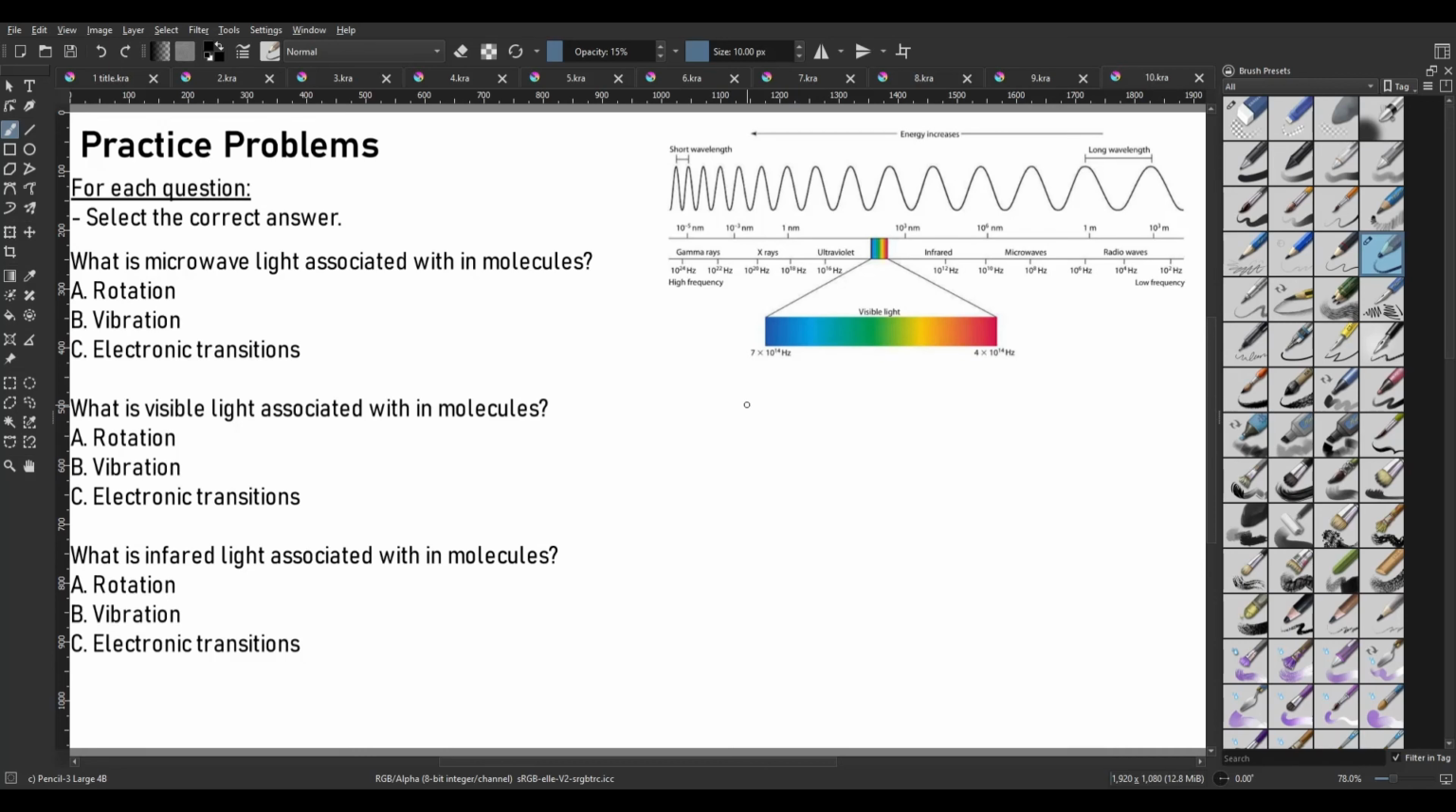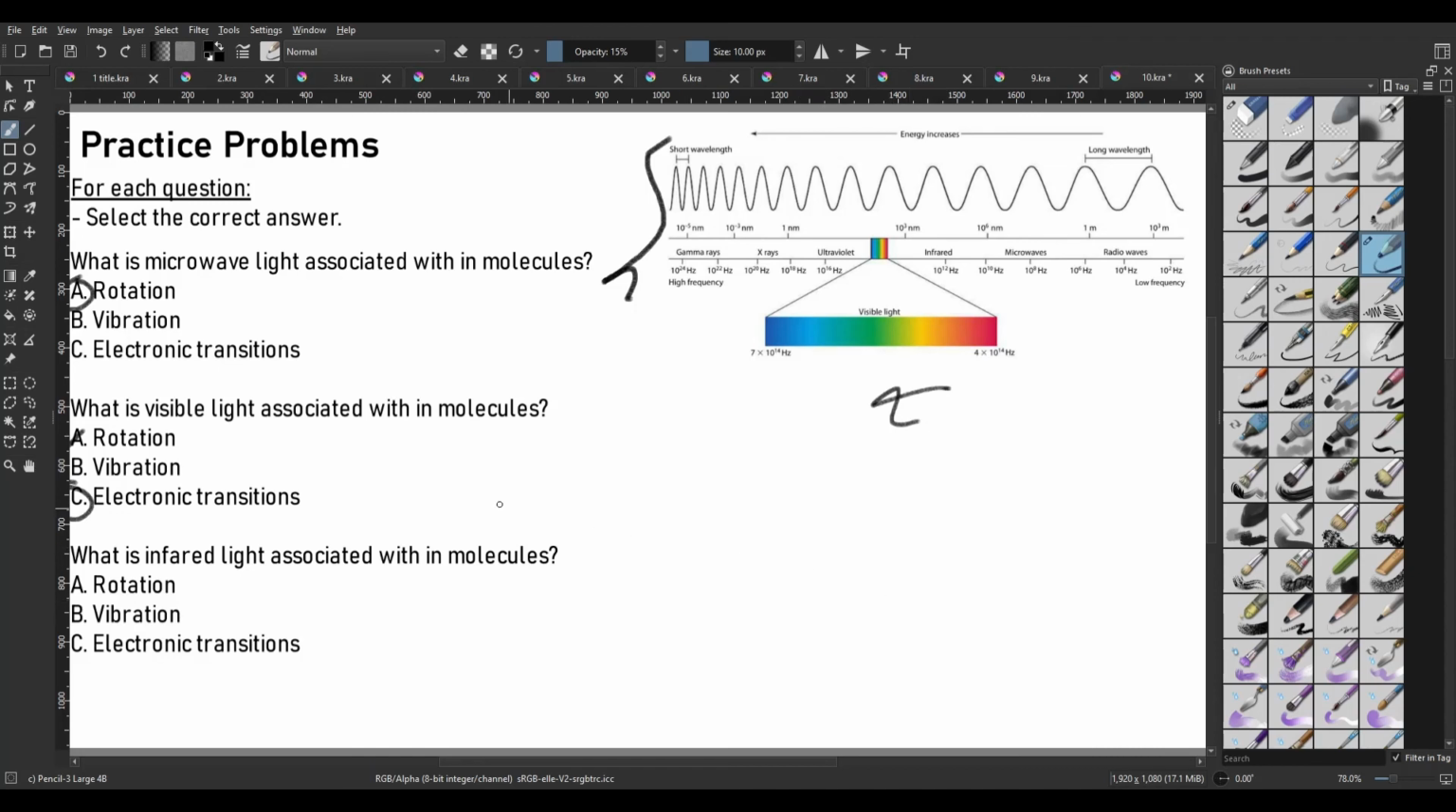Okay, so we've come to our last slide, the second half of our review question, and these are just 3 easy ones to make sure we understand this electromagnetic effect on molecules. It says for each question, select the correct answer. The first one is, what is microwave light associated with in molecules? Microwave light is going to be associated with molecular rotation inside the molecules. The second part asks, what is visible light associated with in molecules? That's going to be electronic transition, so it's not rotation. Can't be that, we already have that one selected.